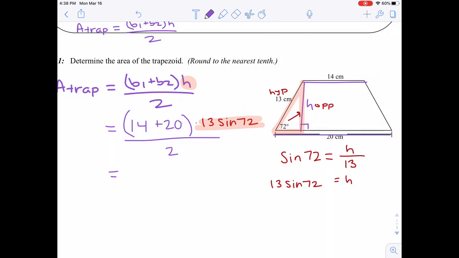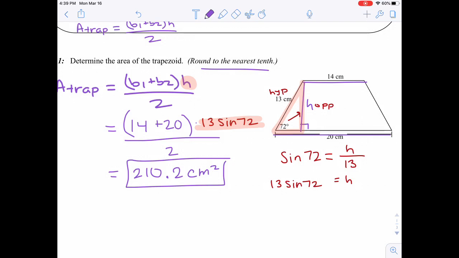And that gives me 420.3669, but I'm not done yet. I haven't divided by 2, so I'm going to divide by 2. And that gives me 210, and this says round to the nearest tenth, so 210.2. And because this is area, I have centimeters squared.